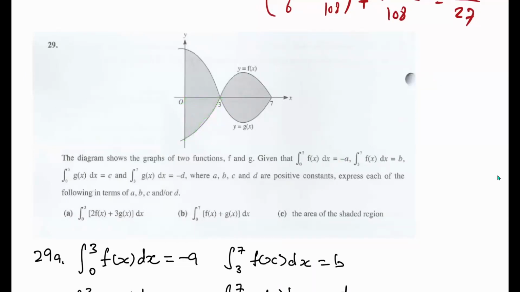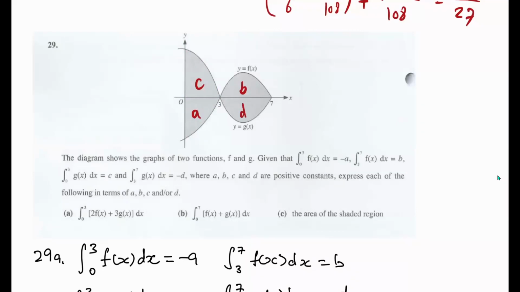Okay. Likewise, for this other guy, integrate from 3 to 7 of f of x dx equals to b. That just means this area here is b. Maybe it's better if I label a here, b here. Then after that, integral from 0 to 3 of gx dx is equal to c. So where's 0 to 3? Here to here. Where's g of x? Is over there. Then you find the area under the curve above x-axis. This area is c. And finally, this part is d.